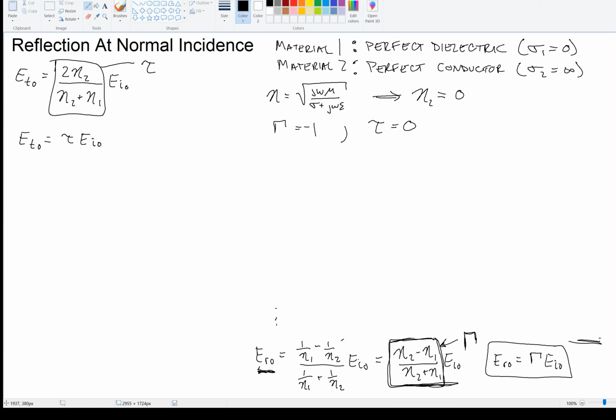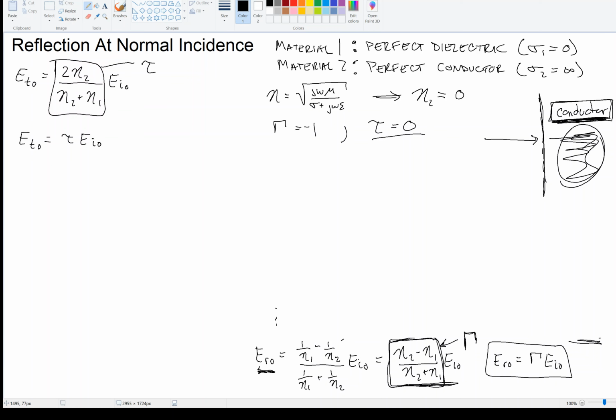By the way, why would we expect that? Here's my interface, here's the perfect conductor, and here comes the EM wave. Why do we expect nothing to be transmitted here? Remember, no electric fields can exist inside a perfect conductor. So of course, there cannot be an EM wave in here, and amazingly, that's exactly what we see: a transmission coefficient of 0. Very cool.